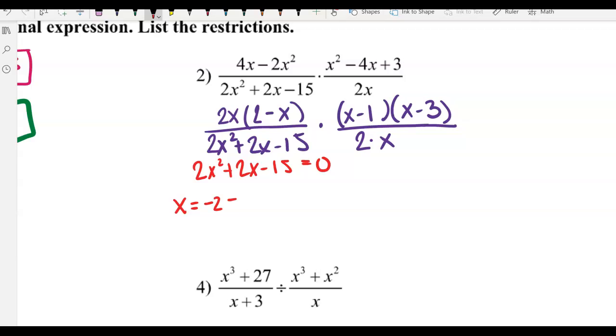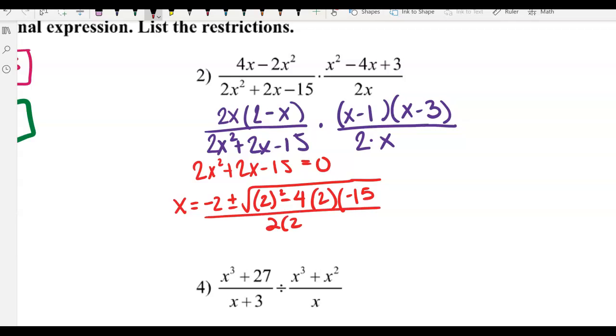2. So negative b plus or minus square root b squared. So that's going to be 2 squared minus 4 times. Slater, what's our a value? 2. Margot, what's our c value? Negative 15. All over 2 times 2 because our a value is 2. Then from here, we just work out the basic math.